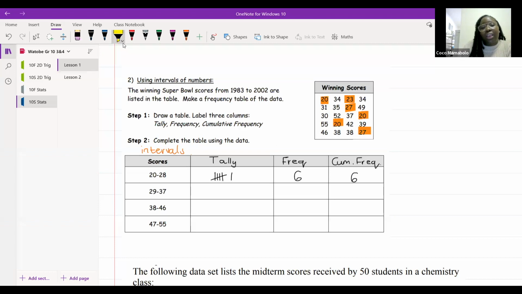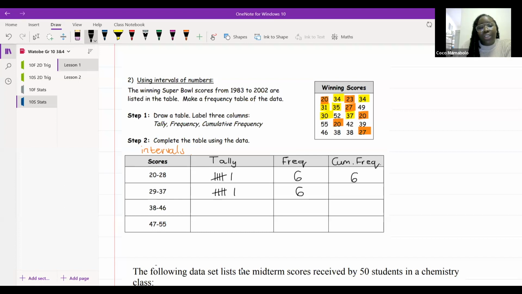Now let's look for everything between 29 and 37, including 29 and 37. How many of those do we have? I've got 1, 2, 3, 4, 5, 6, 7, 8. Oh, I'm lying, guys. I can't include 38. I can only include those. Sorry, Hugo. I only just saw it. 1, 2, 3, 4, 5, 6. 6 of them. Our frequency is going to be 6.